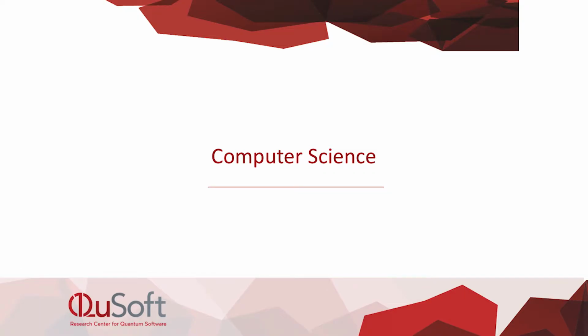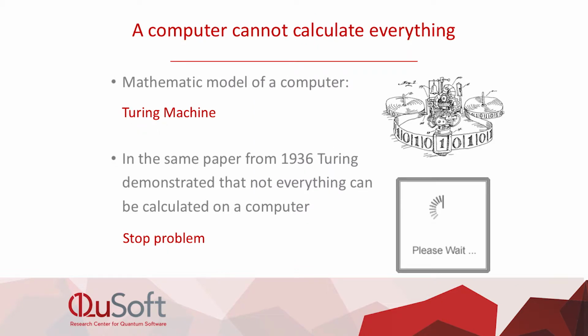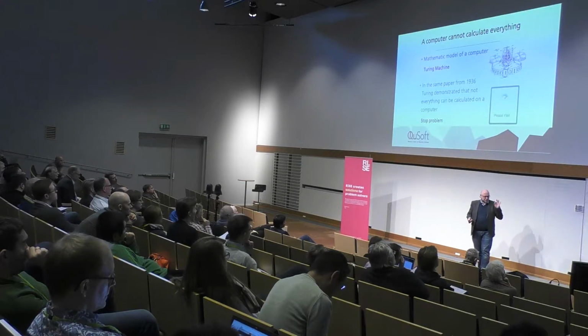I also have something prepared on computer science, but I guess you all are computer scientists, so I can go quickly. We all know these founding fathers, Turing, Church, and Post. And Turing has this nice Turing machine model. And he also demonstrated that there is this problem that cannot be solved on a quantum computer, namely the halting problem.